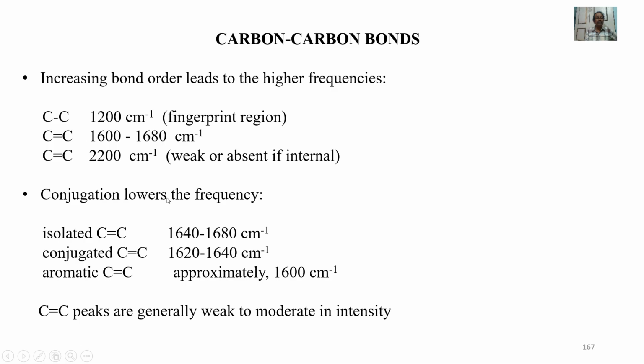Conjugation lowers the frequency. Isolated C=C double bonds lie between 1640 and 1680 per centimeter. Conjugated C=C double bonds lie between 1620 and 1640 per centimeter. An aromatic C=C bond lies at approximately 1600 per centimeter. C=C peaks are generally weak to moderate in intensity.